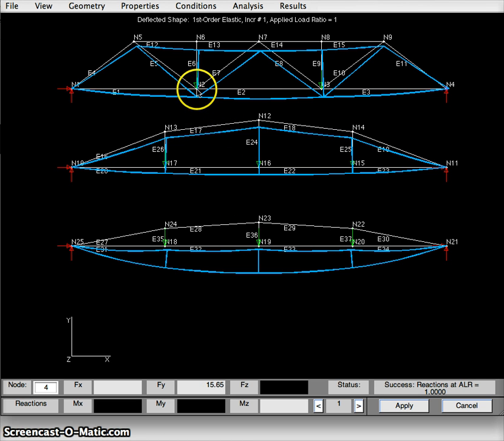Because we've applied a total downward force of 30 kips to the bridge, 15 kips at this node and 15 kips at this node, the remaining upward vertical reaction that accounts for the self-weight of the structure is 1.3 kips in this case, meaning that our bridge weighs 1,300 pounds. You should investigate reactions on the other bridges to determine their self-weight.